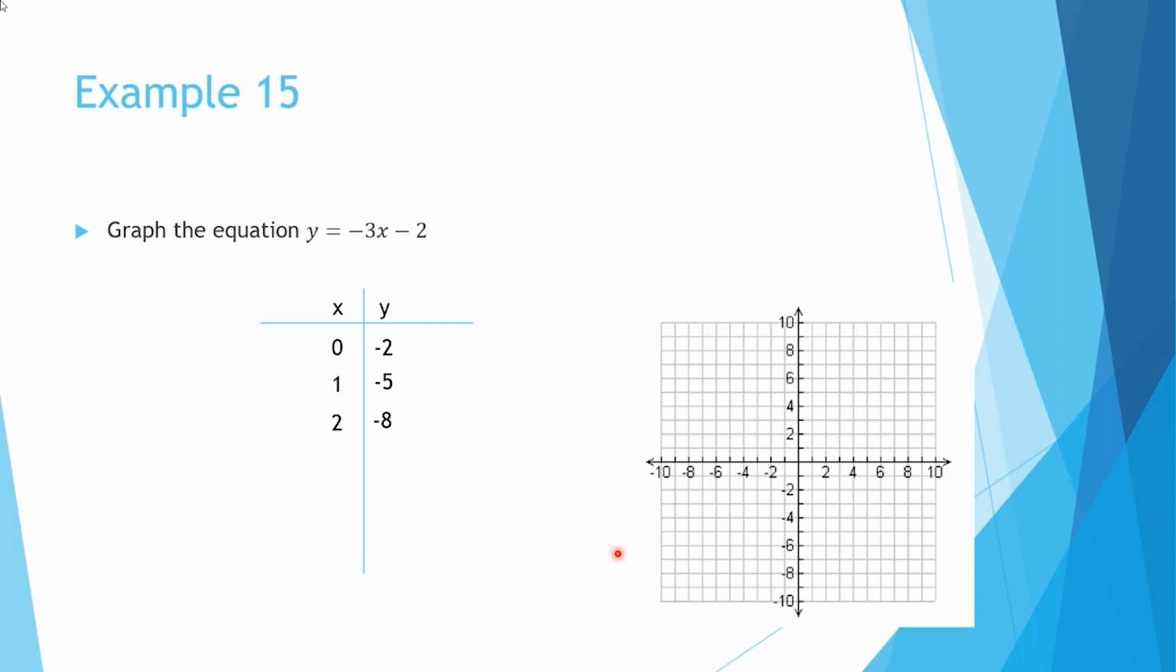So let's plot those points. So you have 0, comma, negative 2, that's there. 1, comma, negative 5, so 1, go 1 over, down 5. And then 2, so this is 2, and then see where it lines up. That would be at negative 8. And then you only really need 2 points. 3 points are just there to double check yourself. And then from there, you just connect the dots.